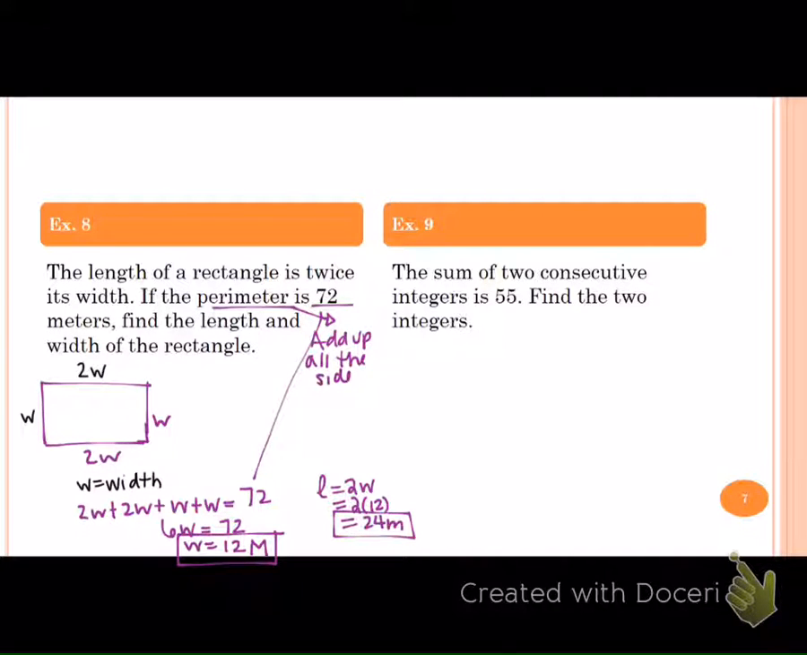Okay, you guys did consecutive number problems last year in algebra, or in foundations. Do you need to go get water?